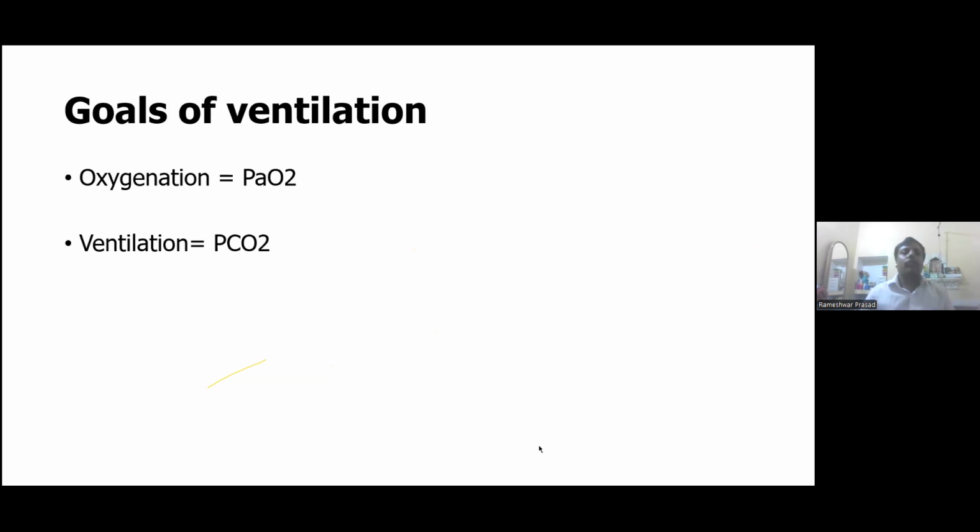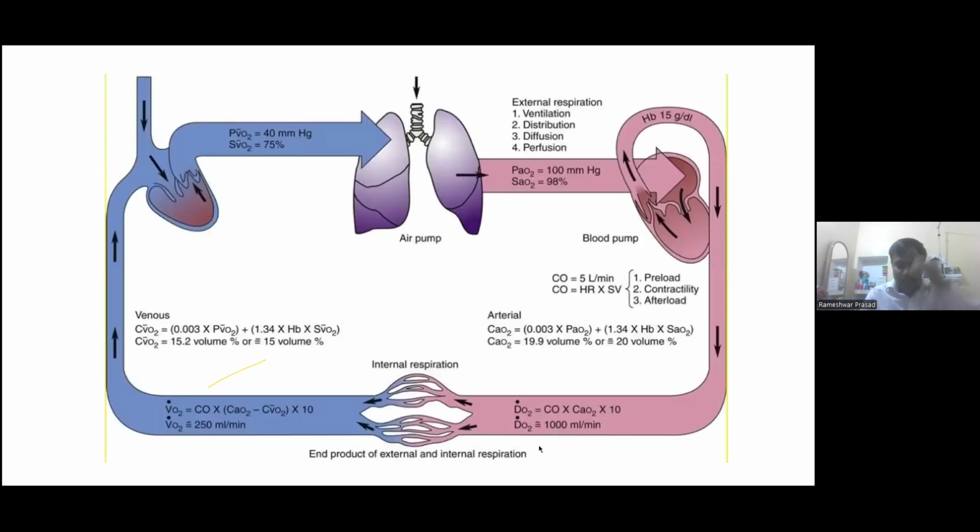The actual goal of ventilation. Now come to the clinical part. What is the actual goal of ventilation? It is oxygenation that improves PO2, and it is ventilation which reduces PCO2. This is in a nutshell, which I have already described. I think I will leave it to the audience.